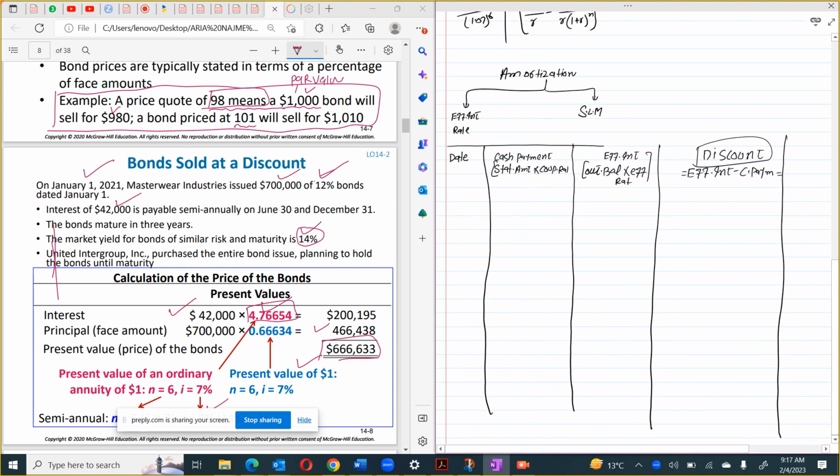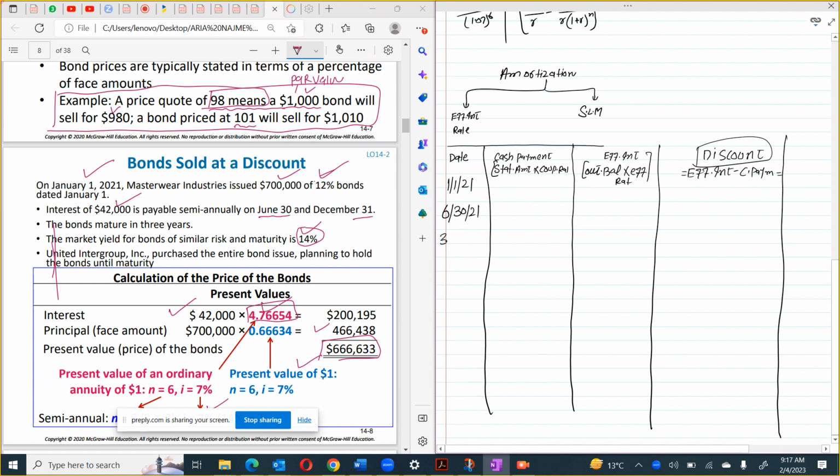Okay, how will you do this? First, you will write the first date, 1st Jan 2021. Now, you will write the interest payments. When are you going to pay interest payments? 30th June and 31st December of each year. So you will pay the first interest on 30th June 2021.